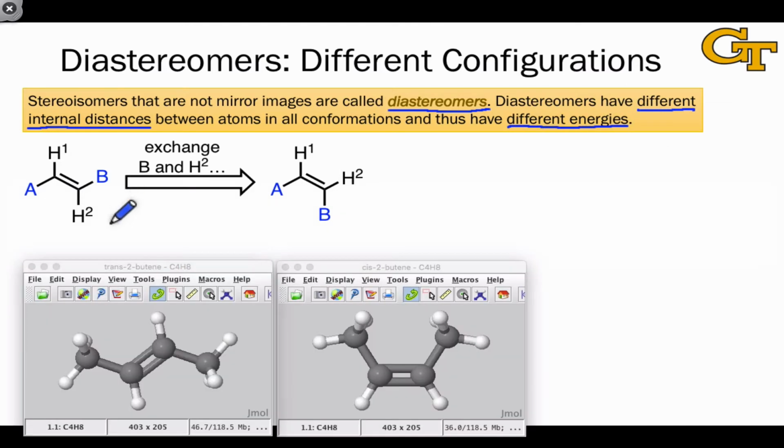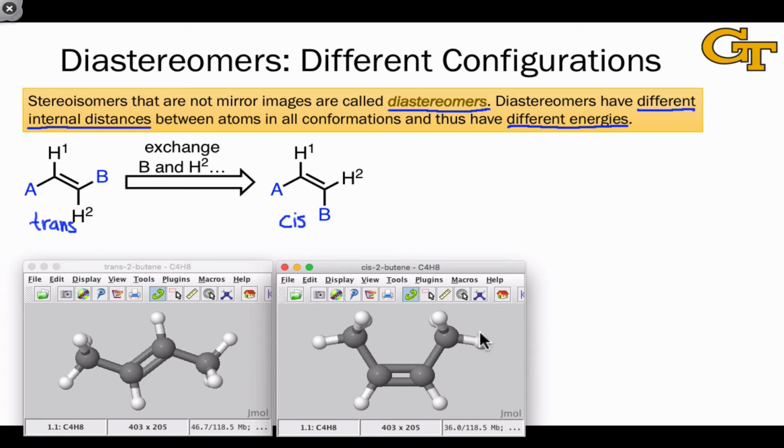Just to prove to you that diastereomers have different internal distances, here's an example of diastereomerism involving an alkene. Switching the positions of the B and H groups converts from the trans isomer that we're seeing here to the cis isomer that we see on the right. And just to model these two molecules, I've replaced A and B with methyl groups. The molecule on the left is trans-2-butene, and the molecule on the right is cis-2-butene. By internal distances, we just mean the distances between corresponding atoms within the molecules.